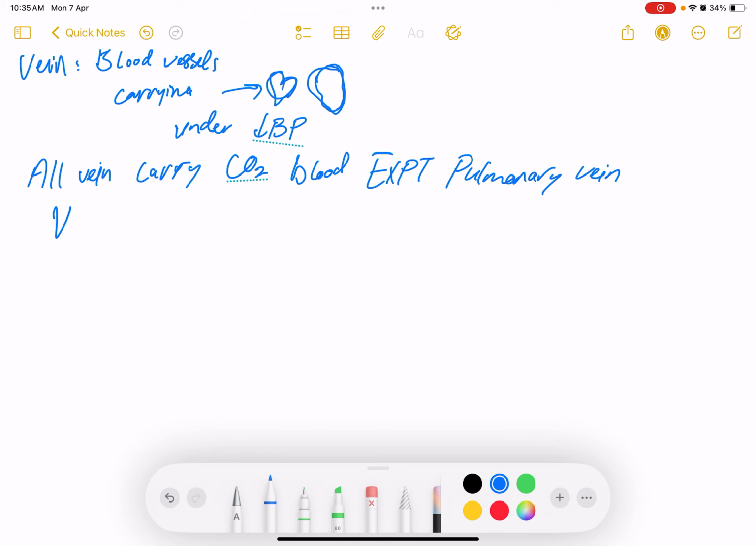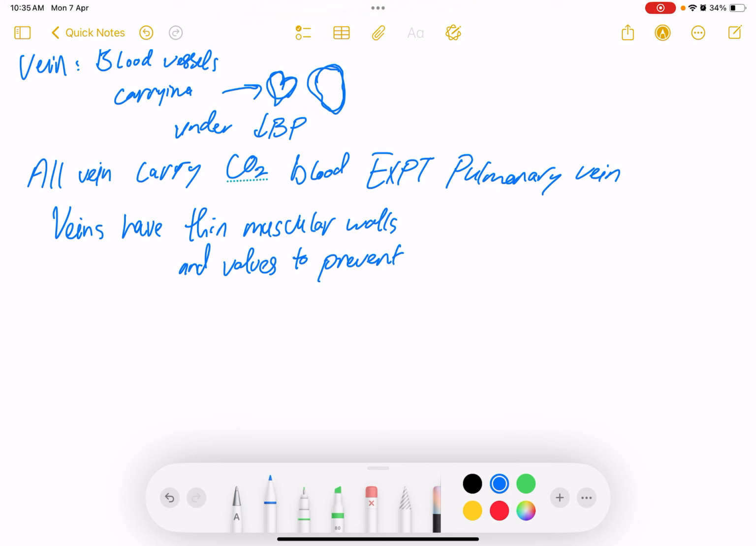Veins have thin muscular walls and valves to prevent backflow of blood, or to ensure that the blood is flowing in one direction and not the opposite.